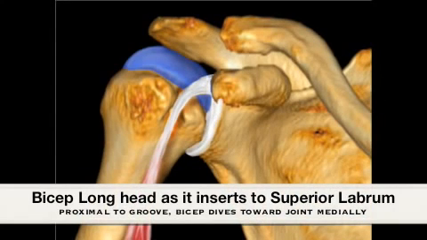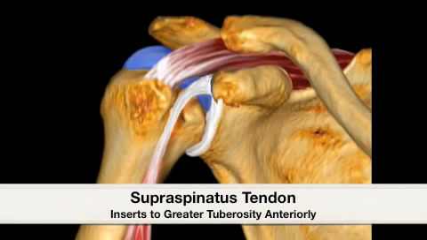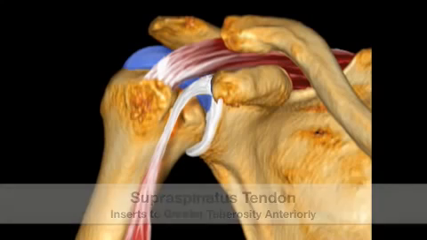Illustrated here is the long head of the bicep tendon passing through the bicep groove to insert at the superior glenoid labrum. Illustrated next is the supraspinatus tendon as it attaches to the greater tuberosity at the anterior portion.